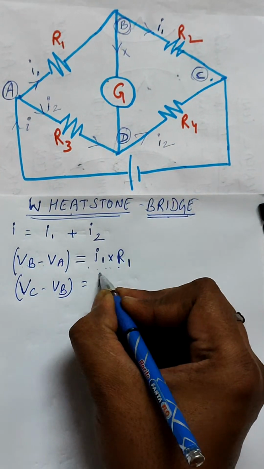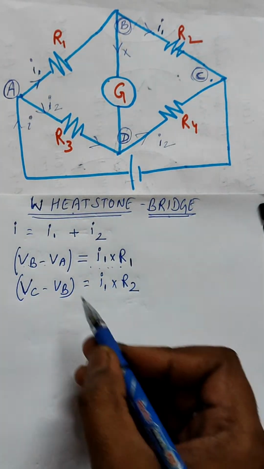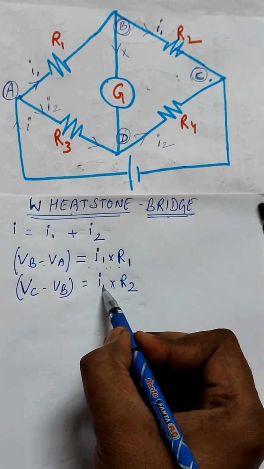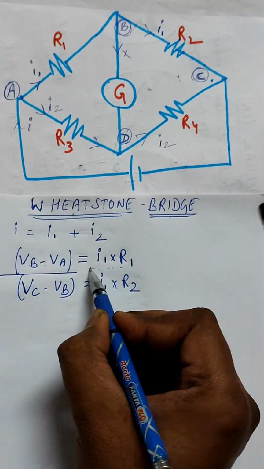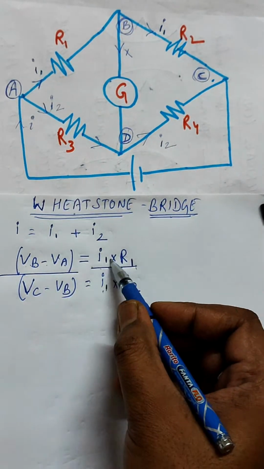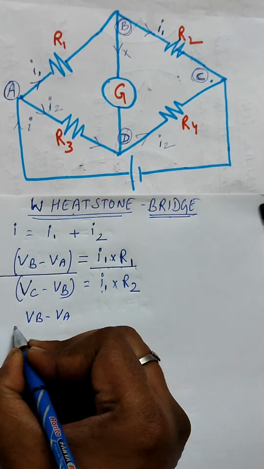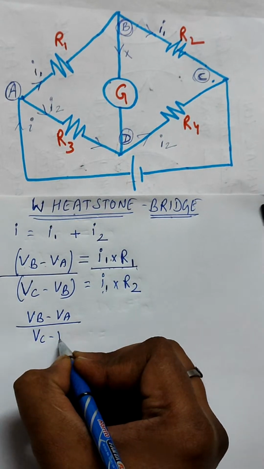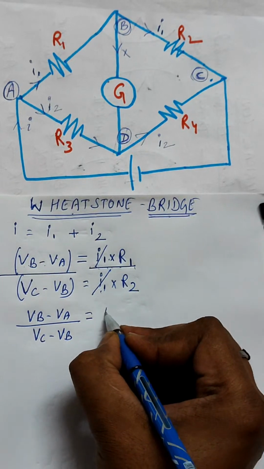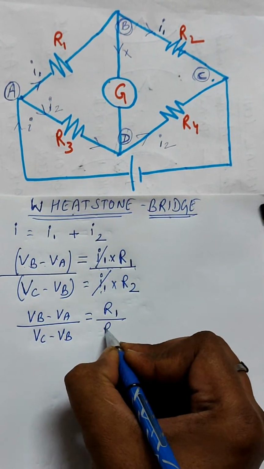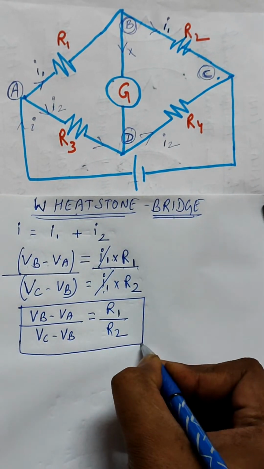And this is equal to the same current into R2, isn't it? Now, since I1 is the same variable, we just divide LHS and RHS. Then we will get (VB minus VA) by (VC minus VB), as I1 will be cancelled out. This will be equal to R1 by R2. This is one of the relations which is derived.